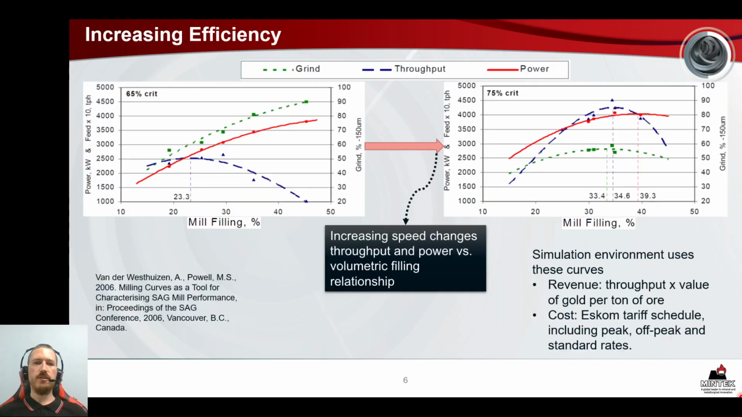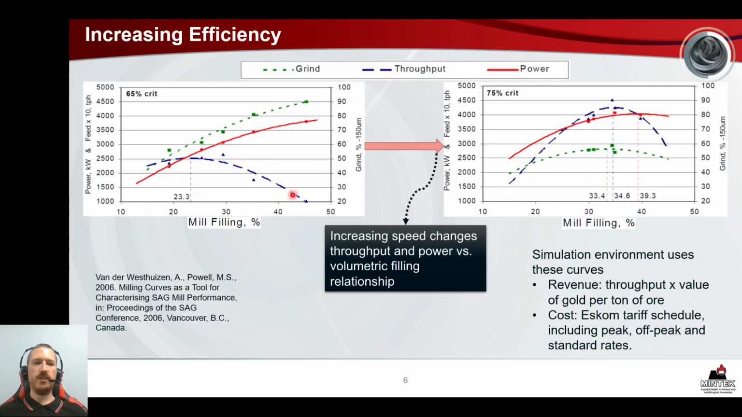Now how do you operate this circuit efficiently? Well, Van der Westhuizen and Powell conducted experiments at South Deep Gold Mine back in 2006, and they published their results, which we see here. They experimented by operating the mill at different speeds. We see two speeds here, 65% and 75%, and at different volumetric fillings, which are shown on the x-axis.